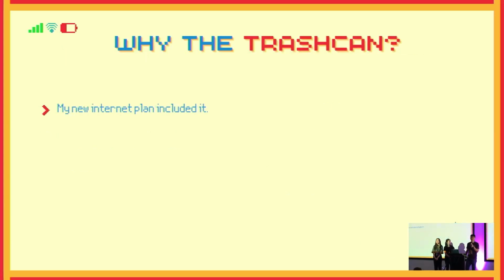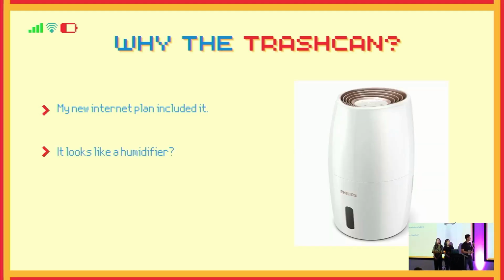All right, so why the trash can? I called it the trash can because it kind of looks like one, right? Well, first off, this one's an easy one. My new internet plan included it, so I moved to Optus 5G. It's actually kind of a cool device. I probably should have brought it today actually, but it's got like 5 antennas, it's directional, and it picks which antenna to use based off which direction the 5G tower is. It looks kind of funny.